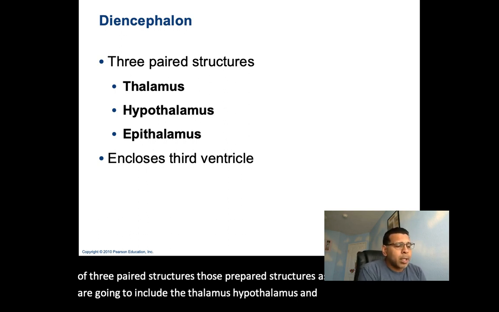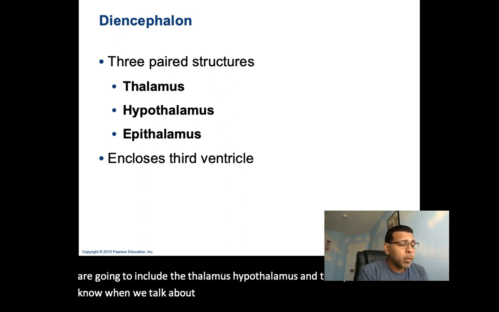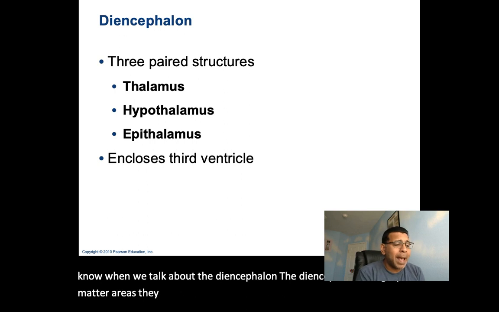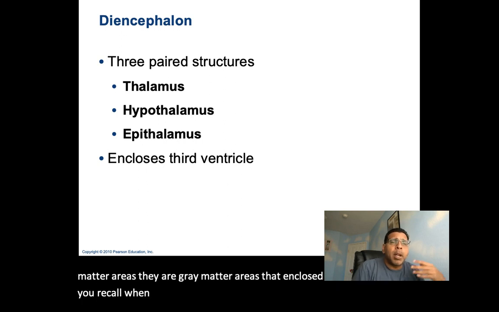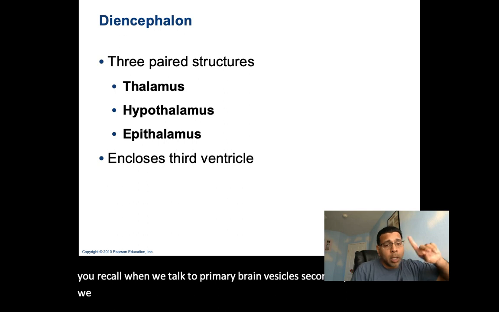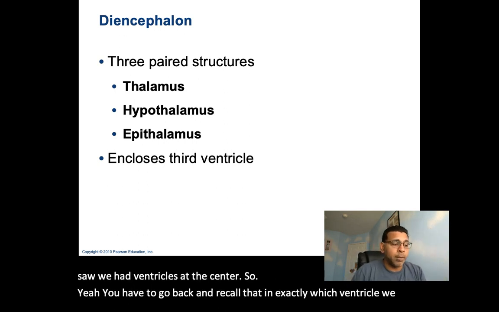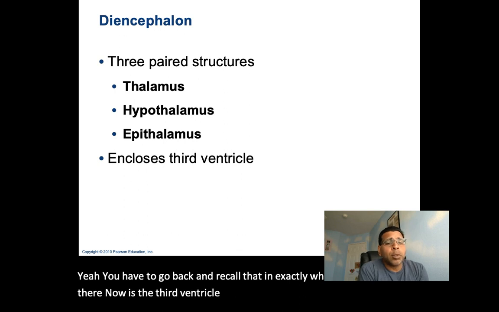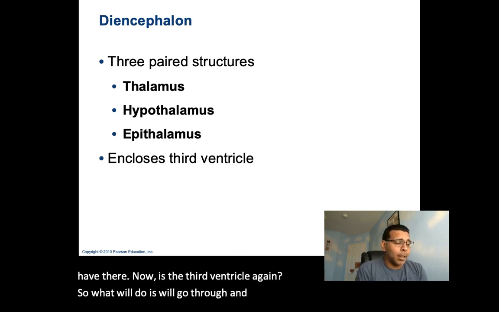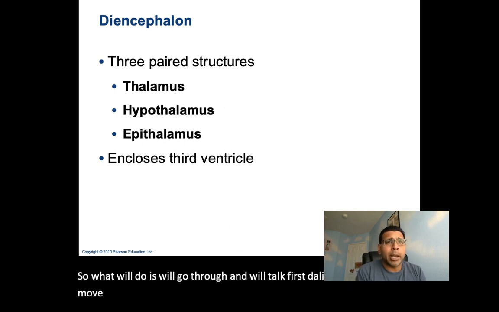Now, the diencephalon structures are gray matter areas that enclose the third ventricle. If you recall, when we talked primary brain vesicles and secondary brain vesicles, we saw we had ventricles at the center. So you have to go back and recall exactly which ventricle we have there. Now you know it is the third ventricle. So we'll talk first thalamus, then we'll move to hypothalamus, and then we'll check out epithalamus.